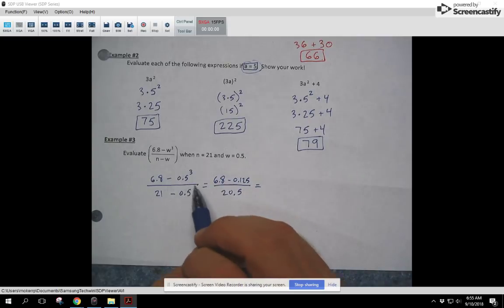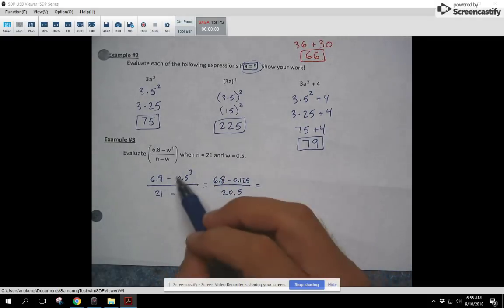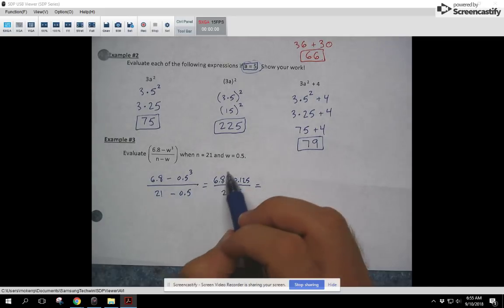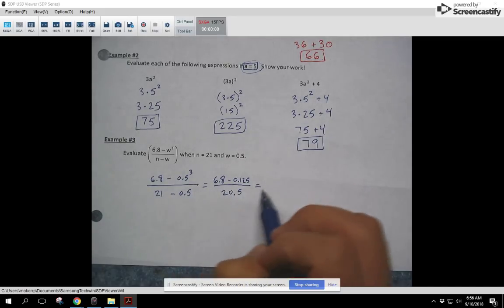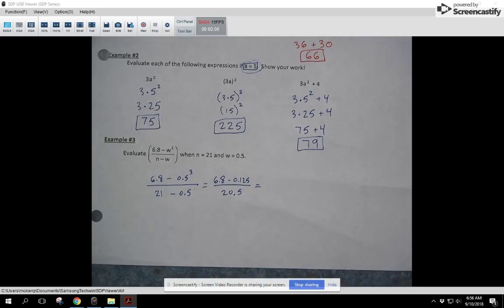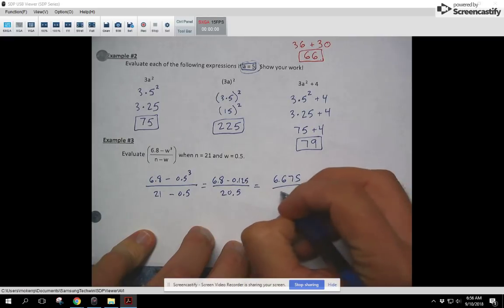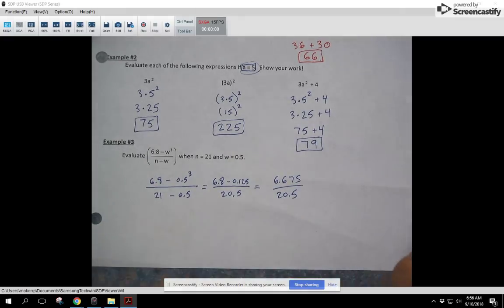Notice on this one, it's kind of easier to work left to right as opposed to down. So when you have one of these fractions that you've got to solve a lot on the top and get a quantity on the bottom and then divide, sometimes it is easier to work left to right. So now we're going to subtract on the top, 6.8 minus 0.125, and we're going to get 6.675, and I still have 20.5 on the bottom.